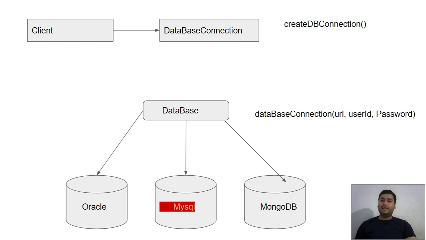He will create an object of that database and call createDBConnection. Internally that calls the database connection, and we can pass the URL, user id and password. We have a database interface, and this database has Oracle, MySQL and MongoDB. Based on your requirement we can implement whichever database is possible. Okay, let's try to design it.